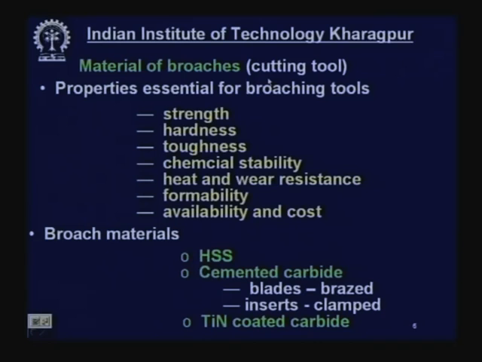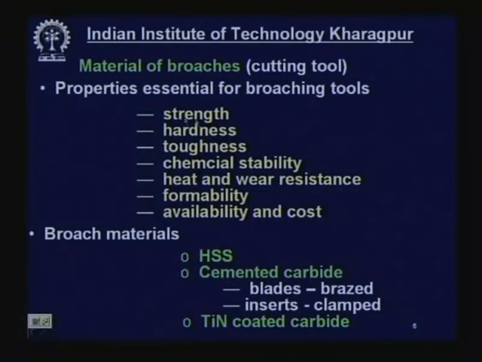Now, the material of broaches. Remember, a broach is a cutting tool as such. So, whatever properties a cutting tool material should possess, the same should be possessed by a broaching tool also. What are those essential properties? Strength under tension as well as compression and shear, hardness to prevent wear, toughness, then chemical stability against the workpiece and environment like cutting fluid, and heat and wear resistance. During machining, heat will be generated and the tool material should not become soft or plastically deformed under heat, and it should be wear resistant, so that life becomes longer.